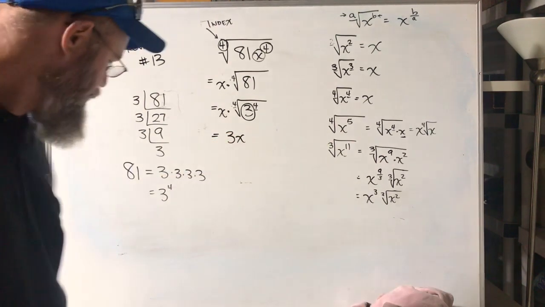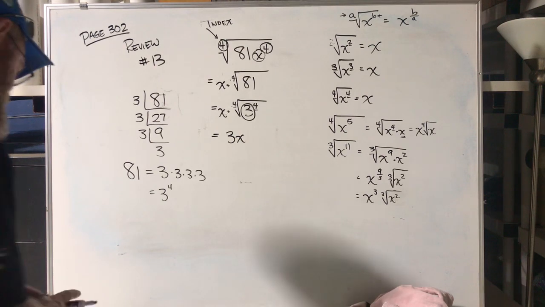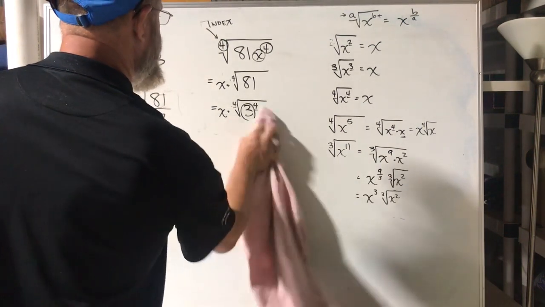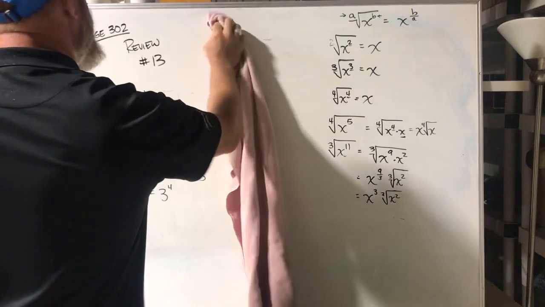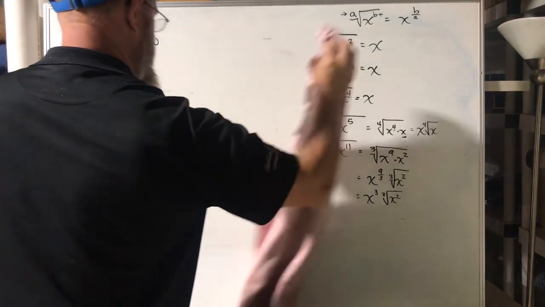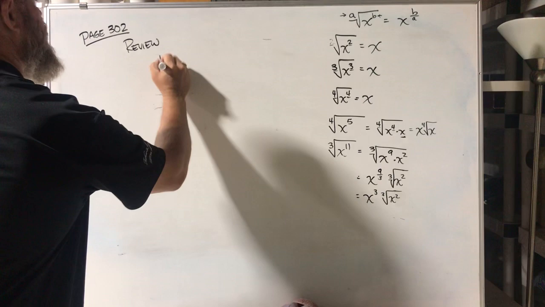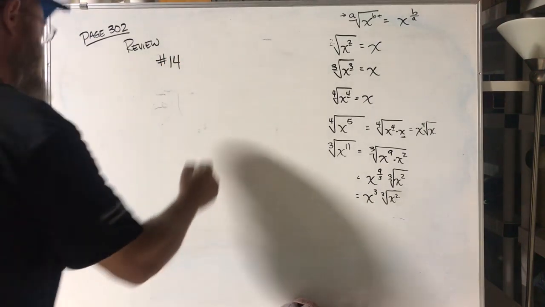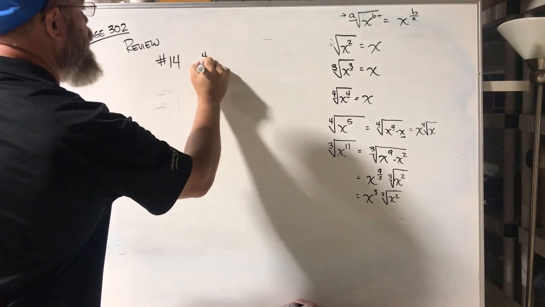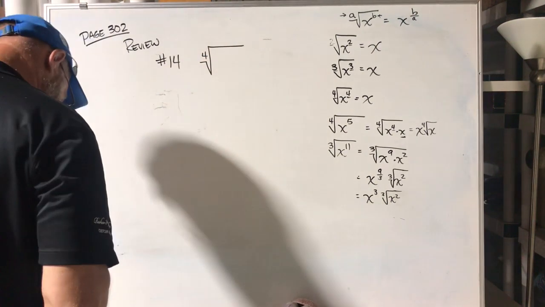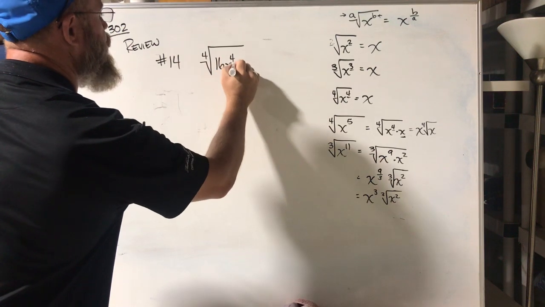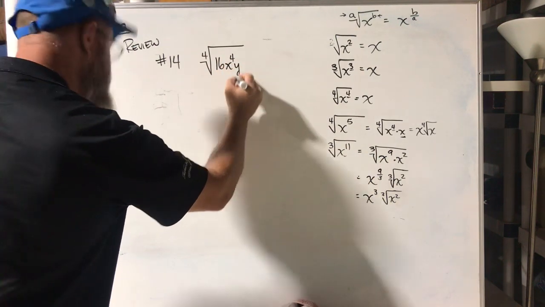Okay? So let me do, I'll do 14 with you. Let's do 14 as well. All right, so that was 13. So let's look at number 14 as well. So 14 is the fourth root of 16 x to the fourth y to the eighth.